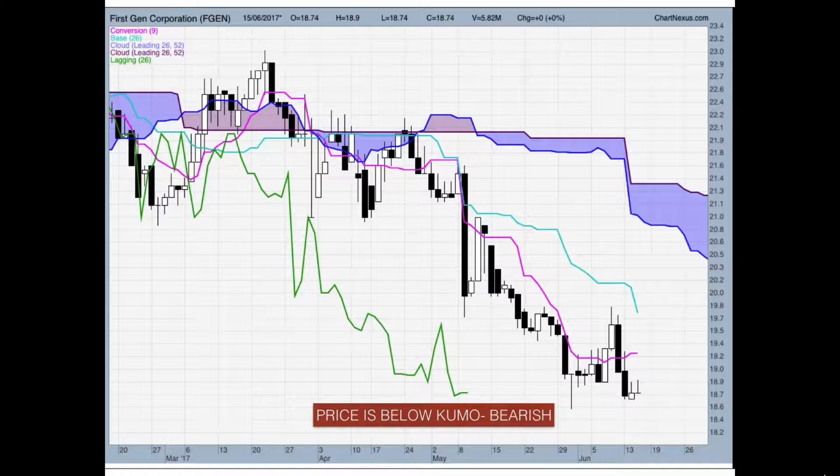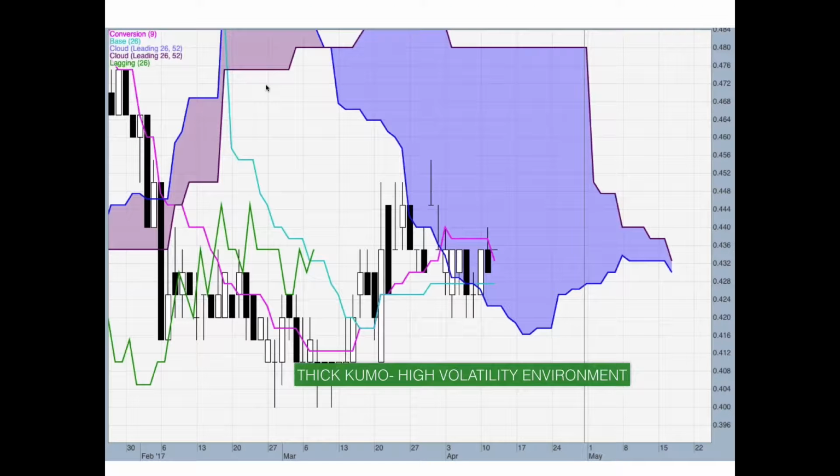Here's the chart of FGen. Ever since price broke below the Kumo, it had been on a strong downtrend. The Kumo identifies the current and future areas of support and resistance. Remember that supports and resistances are not specific levels, but areas or zones. The thicker the Kumo, the stronger that Kumo serves as support or resistance.